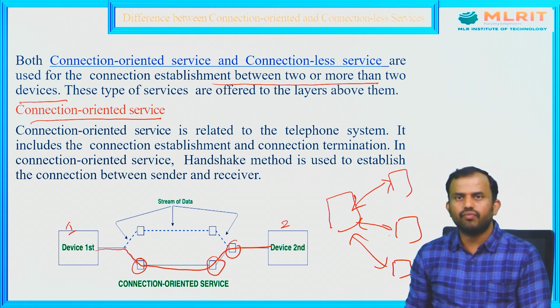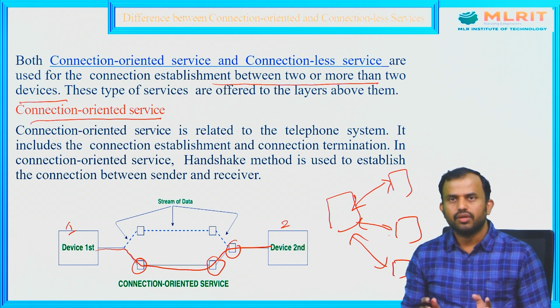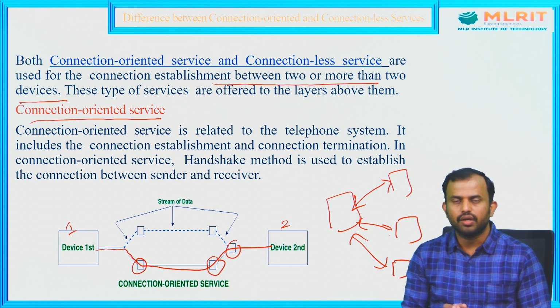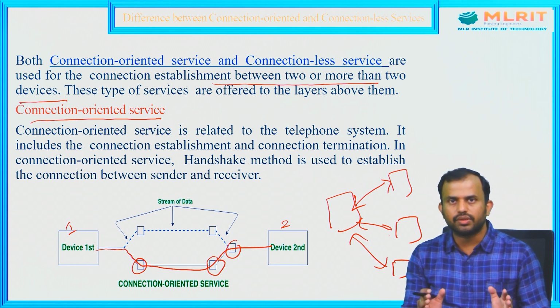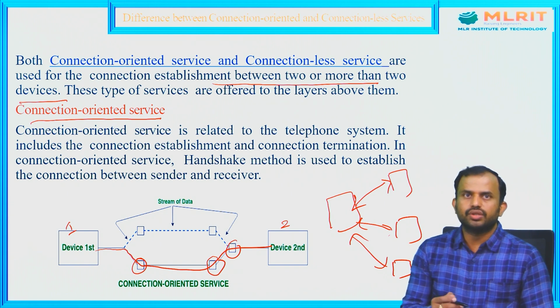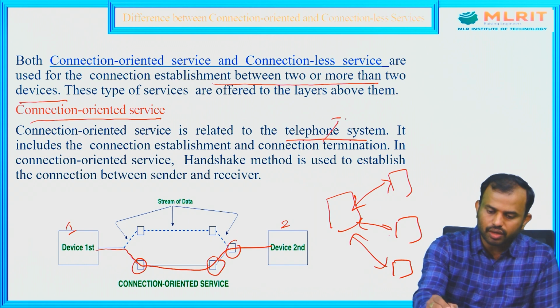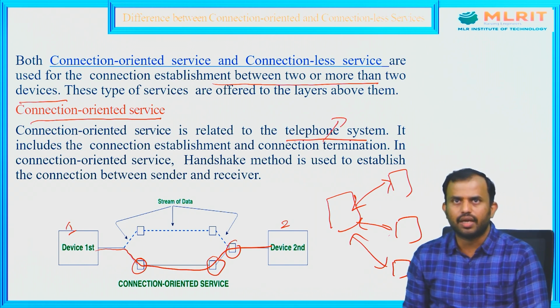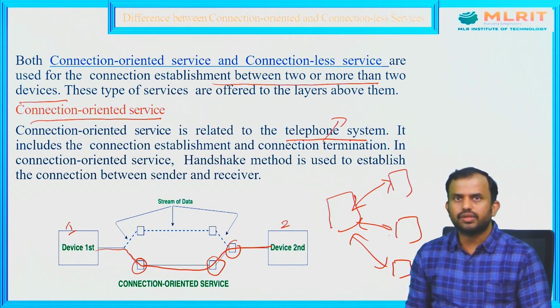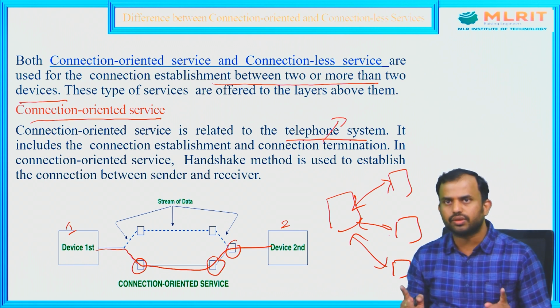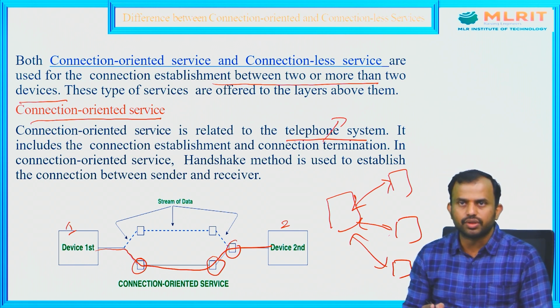When we discuss connection oriented services, the two devices must be present, both must agree, and both must be able to communicate and establish a connection between the systems. Then only can we share the information. The best example is a telephone system, our local landline telephone system. Once the connection is established between the source and receiver, the call is established and we can share the information from source to destination. That is the best example of connection oriented services.